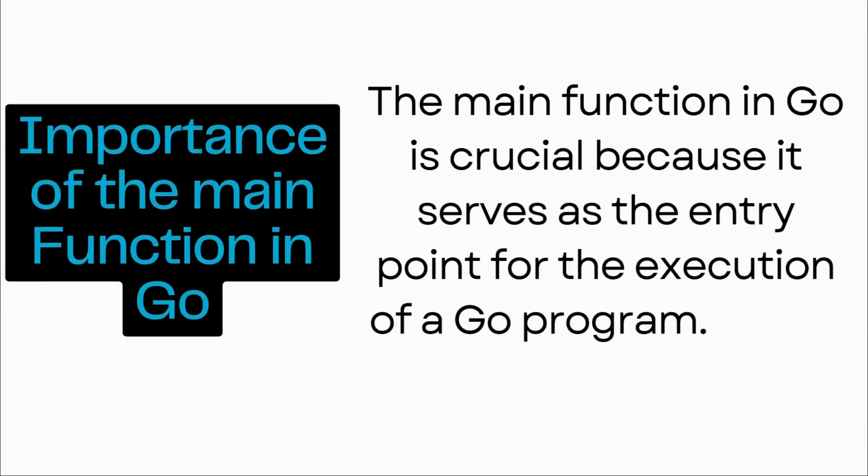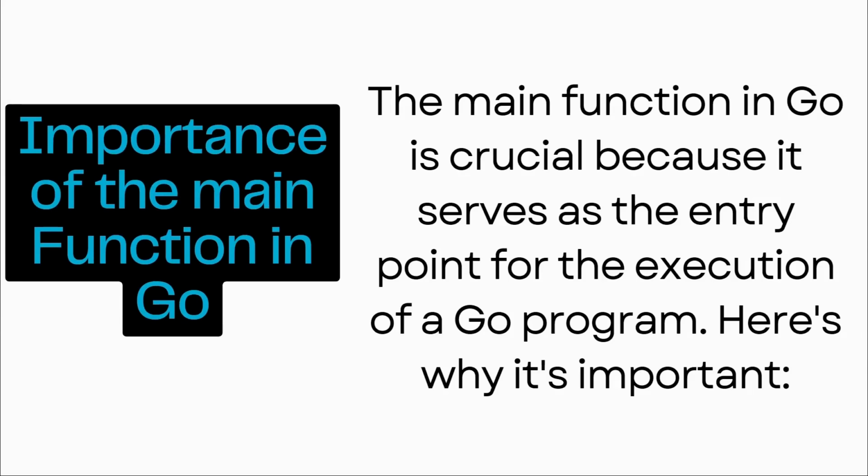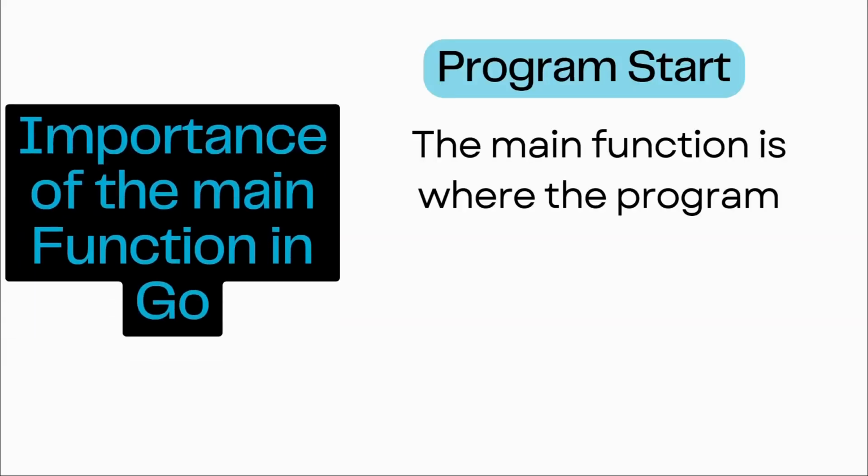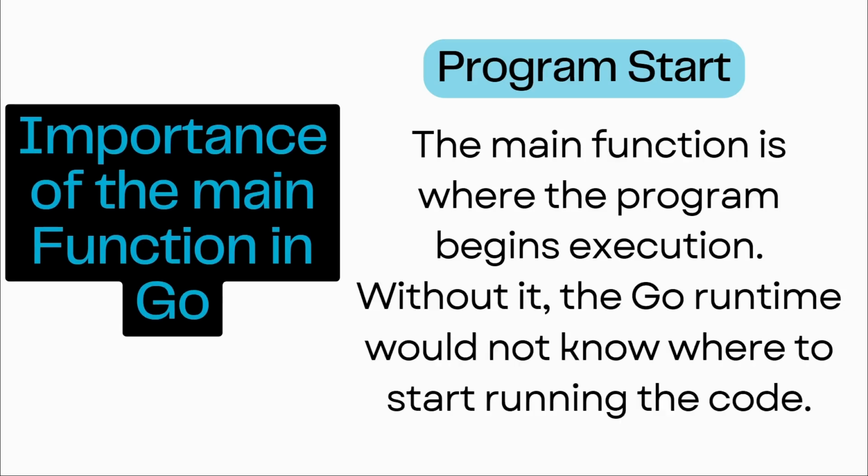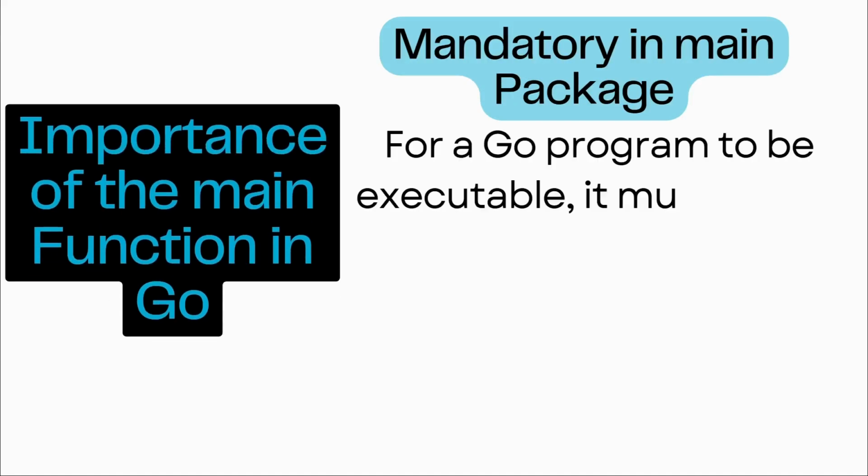And why is it crucial? You can just remember that it is crucial because it is the entry point. That means our Go runtime will be able to find the main function as the program start. The main function is where the program begins its execution. Without it, the Go runtime would not know where to start running the code. So we can consider this as a second rule. As we know, a programming language is nothing but a set of instructions and rules. So the second rule is every Go application should have a main function, and that is the entry point to any Go application. Okay.